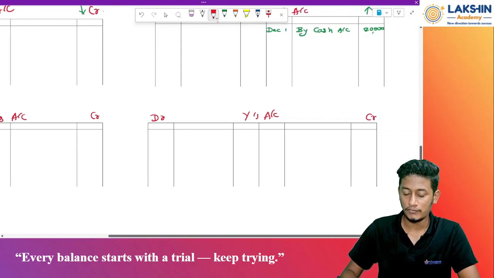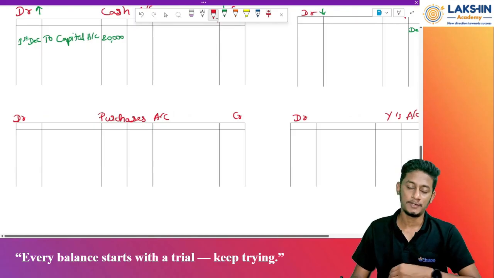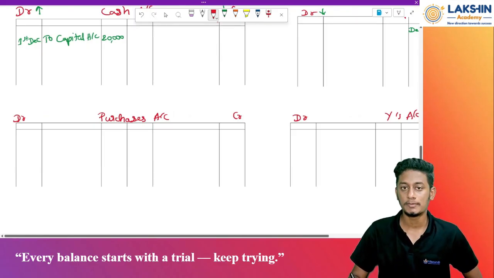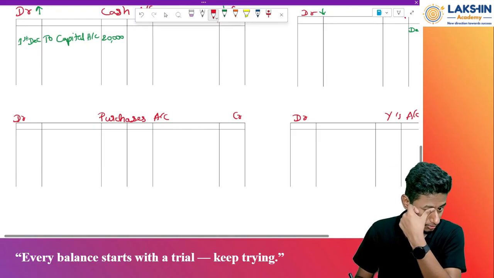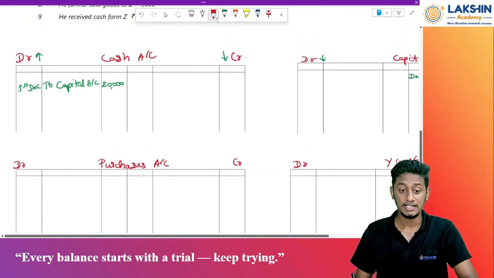For the examination point of view, as per the format, there is a journal folio, right? But for examination, there is no requirement of drawing up a journal folio. Okay, no issues. So now, let us pass the entry.